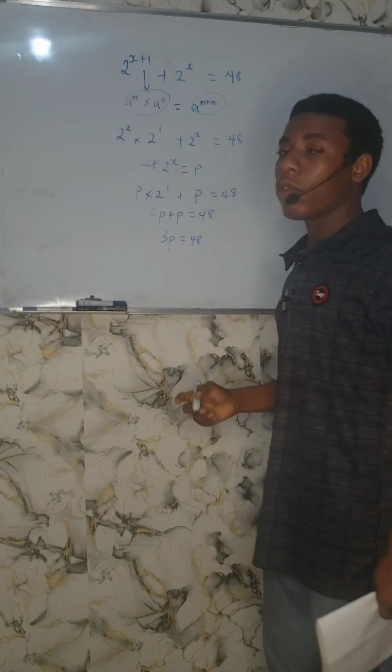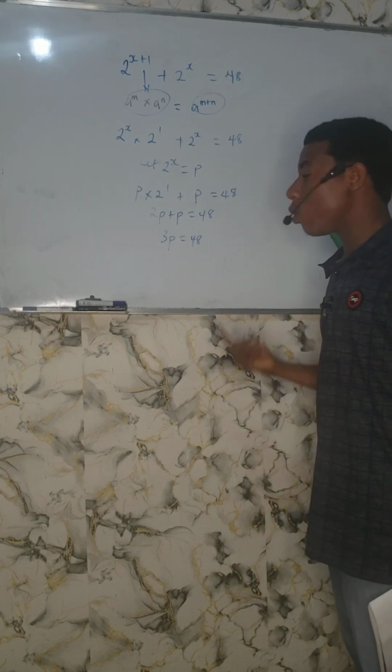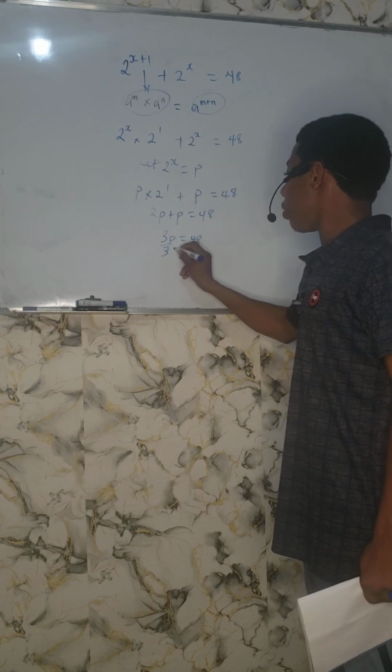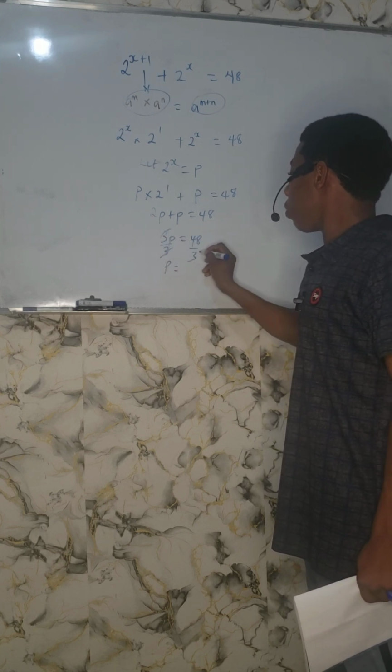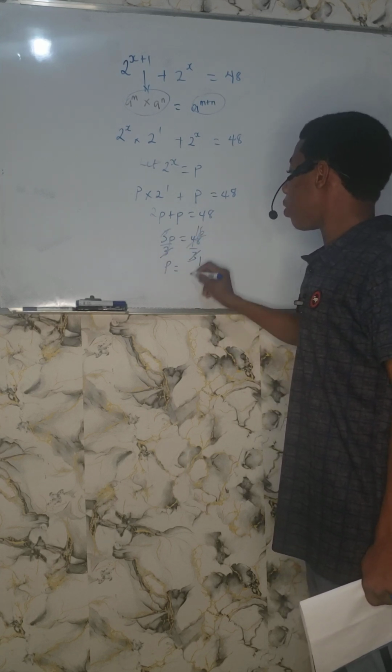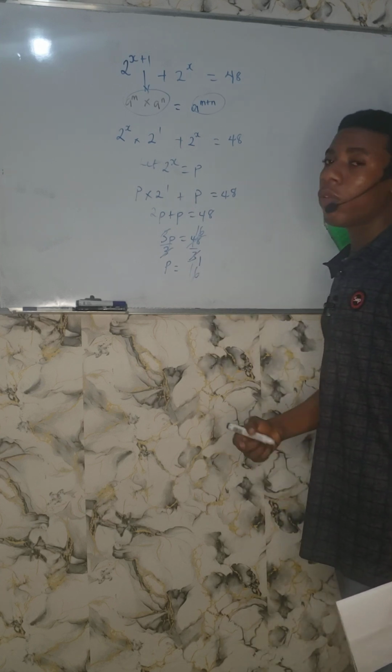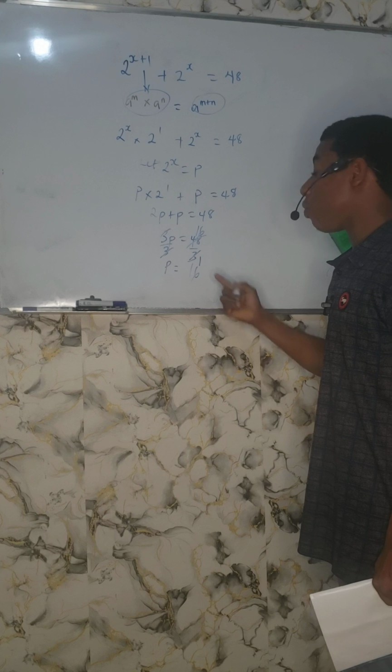So I'm looking for the value of p. I'm not looking for the value of 3p. What are we going to do? Divide both sides by the coefficient of p, which is 3. So divide both sides by this. 3 cancels 3, and p equals 48 divided by 3, 3 going into 48 16 times. So we have here p equals 16. But we are not done with the question. The question says we should look for the value of x, not p. We just looked for the value of p.